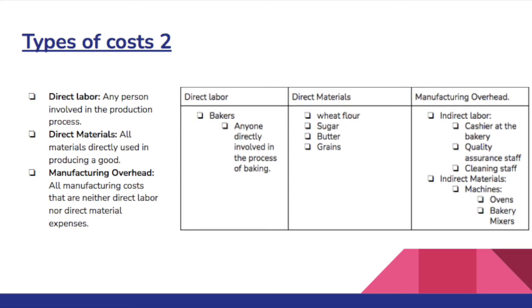Finally, the manufacturing overhead are all the indirect manufacturing costs. Even though these costs are related to the goods produced, they cannot be directly traceable. Some examples are the indirect labor, such as, for example, the cashier at the bakery, those who verify the quality of the baked products, and it could also be the cleaning staff of the store. And the main indirect material would be the machinery or the machines used to prepare the bread, such as the ovens, the mixers, and others.